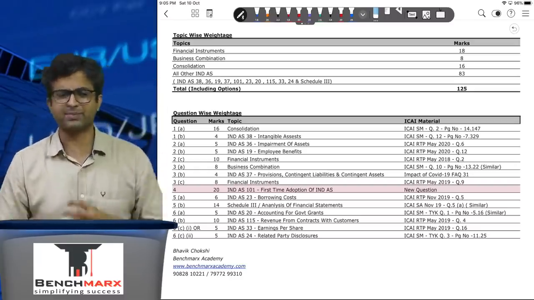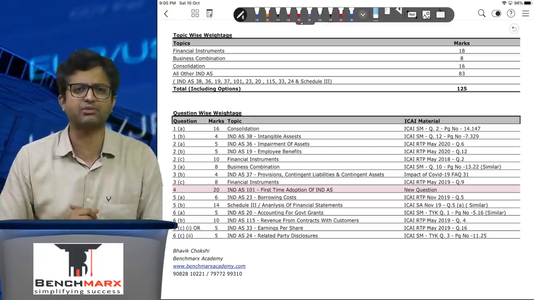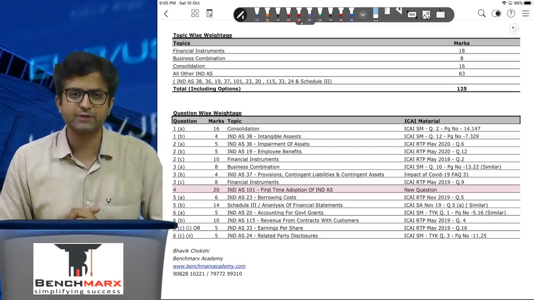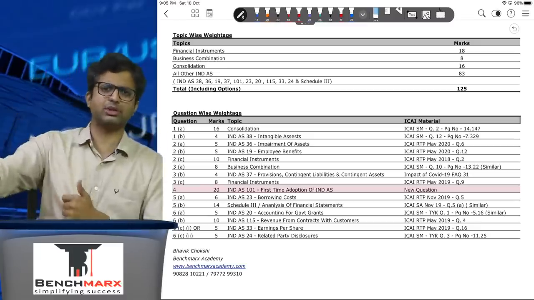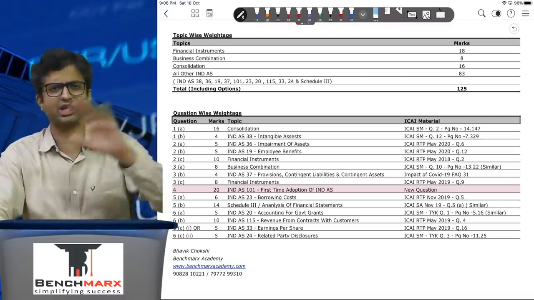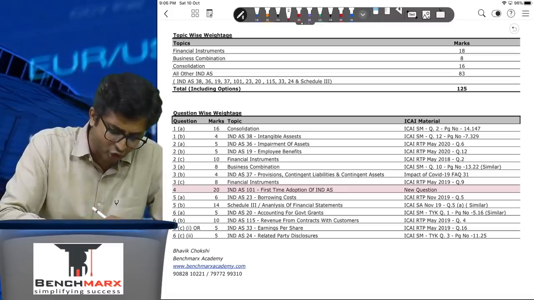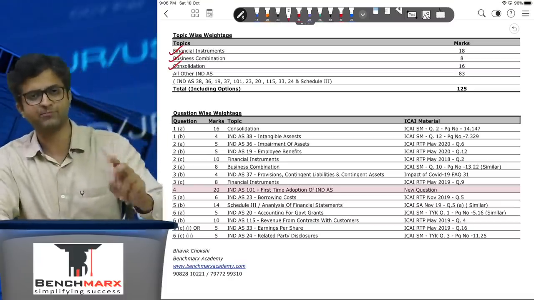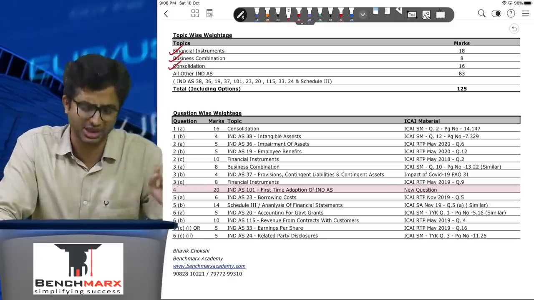Weightage broadly as expected, financial instruments getting 2 questions, both of them I think were from your past RTPs, 18 marks for financial instruments as expected. Business combination getting 1 question, which is in your study material, as well as it had come in the May 2019 exams, so that is 8 marks. Consolidation getting 1 question from your study material, question 2 of your test your knowledge, very similar to 2 questions, May 2018 and May 2019, that were asked for 16 marks.